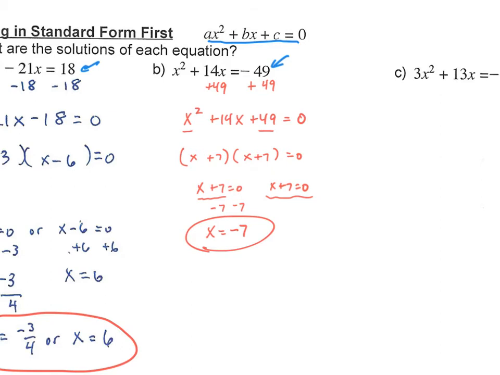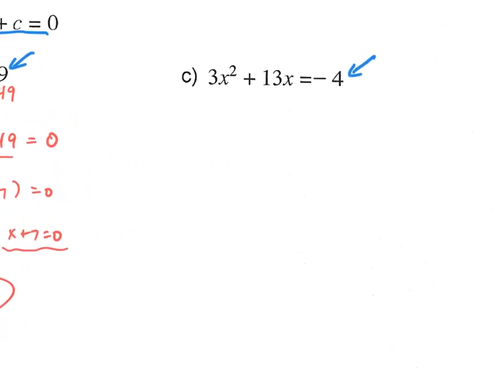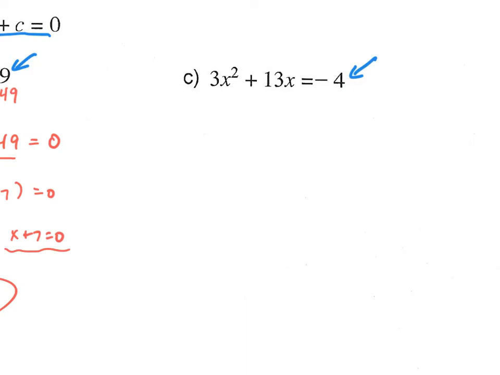Okay, let's see, going on. I have factoring over here, c, so I have 3x squared plus 13x equals -4. Putting it in standard form, I need to add 4 to both sides. So I have 3x squared plus 13x plus 4 is going to be equal to 0.